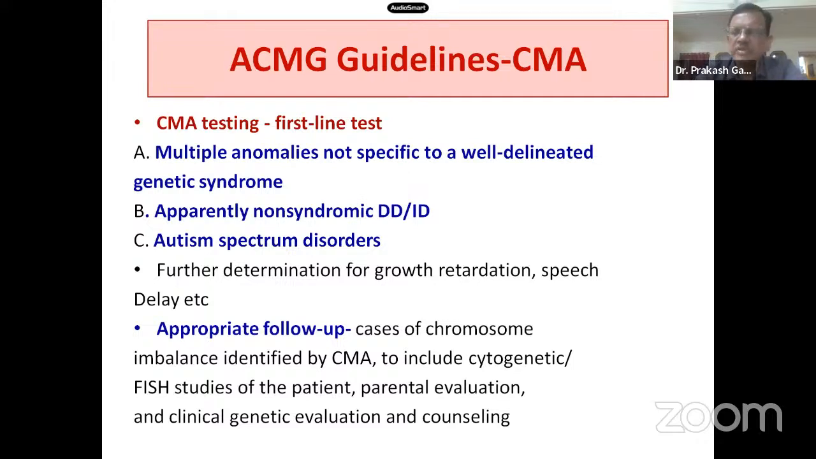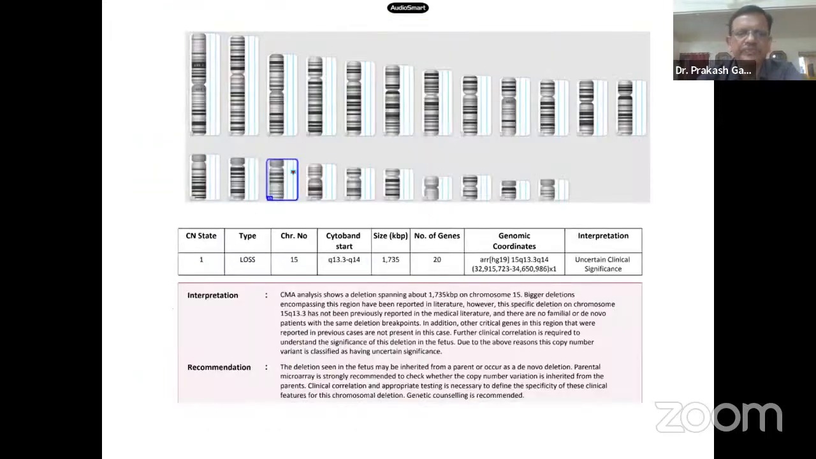That CMA testing should be the first-line test for all these conditions: multiple abnormalities where no specific syndrome can be accounted for, or apparently no clue is there, non-syndromic, no external features are there, autism spectrum disorders also. This is the ideal investigation. But of course, whatever findings we get through this, we must follow them up with appropriate follow-up techniques in either the sibs or parents of that particular patient.